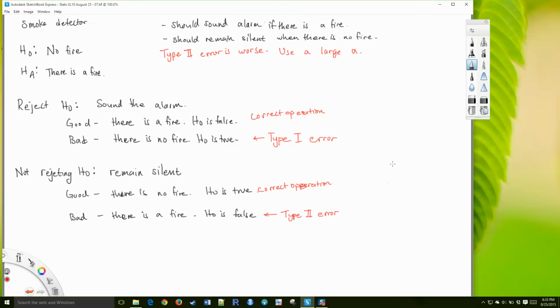So with all of these, like, not rejecting and things like that, it sounds like a lot of double negatives, and I feel like it's confusing. Why, instead of not rejecting the null, why can't we say accepting the null? Yeah, because not rejecting the null does not prove that the null is true.